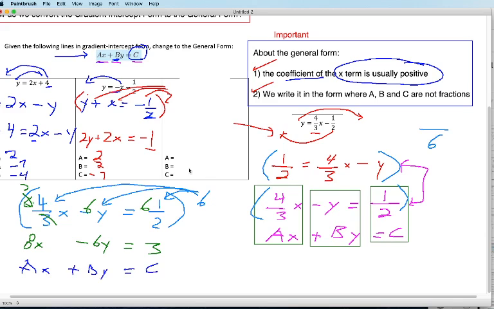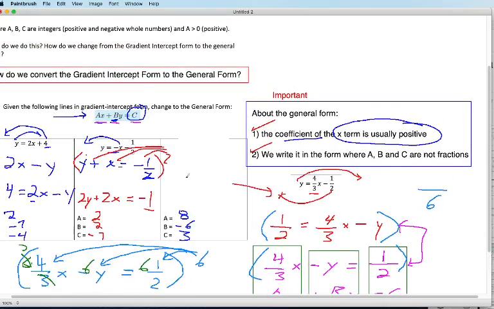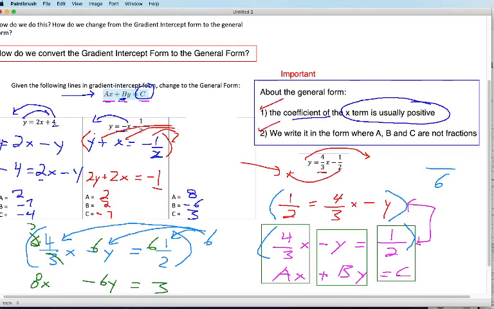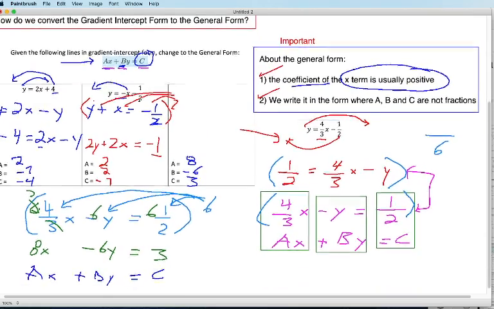So now I finally have my form that I've been looking for, which is ax plus by is equal to c. And my a in this case is 8. My b is -6. And my c is 3. So there we have it. That's how we change from the gradient intercept form into the general form.